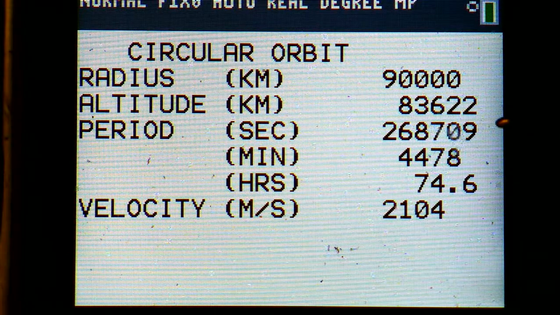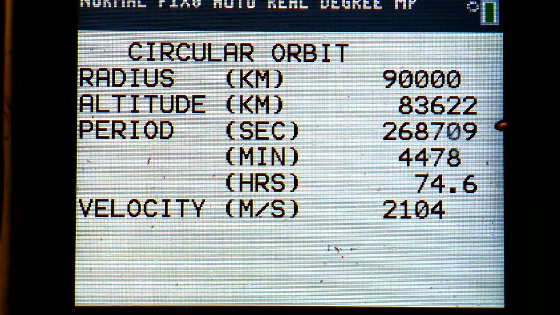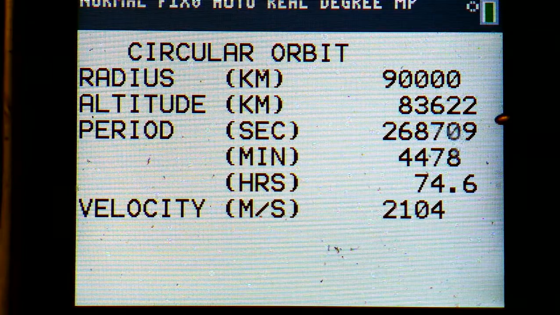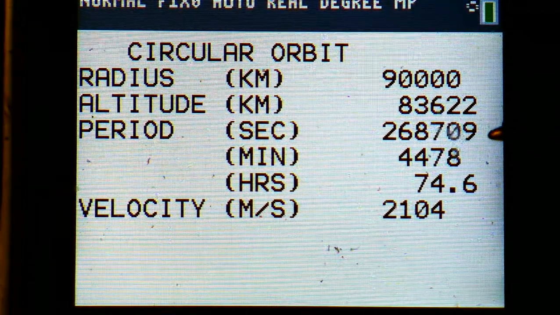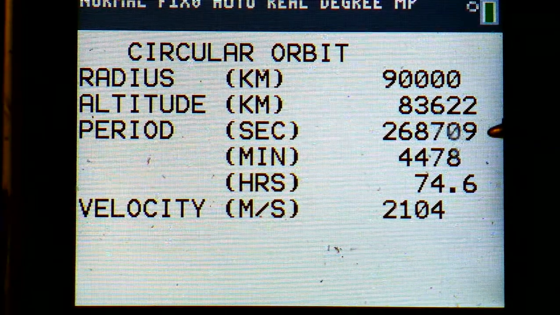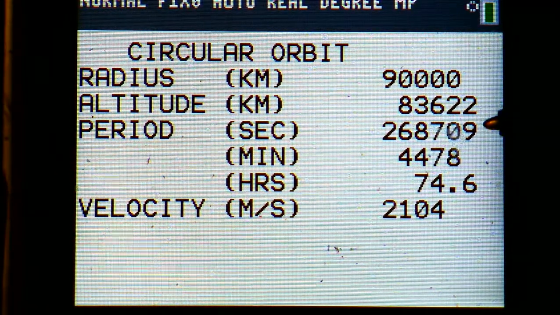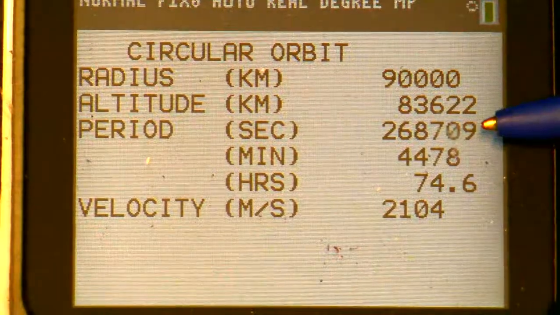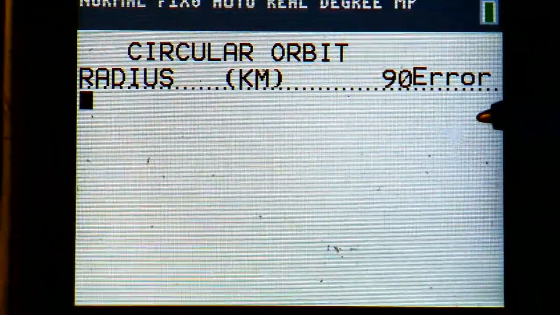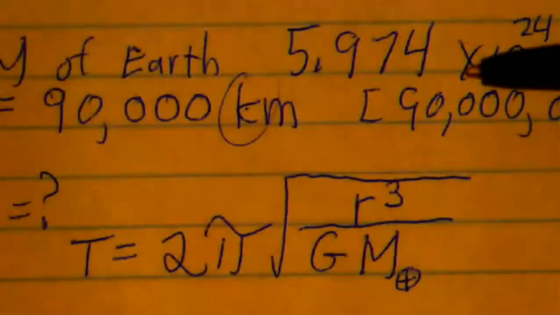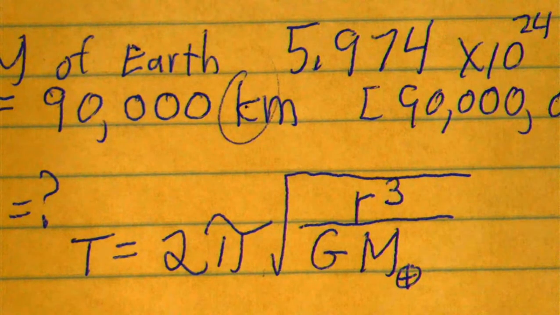The period to complete a circular orbit is 268,709 seconds. Too many sig figs, but I always like displaying it to the nearest whole second. And then, what is that converted? Oh, man. We missed it, right? So it converted it for you into minutes and hours.